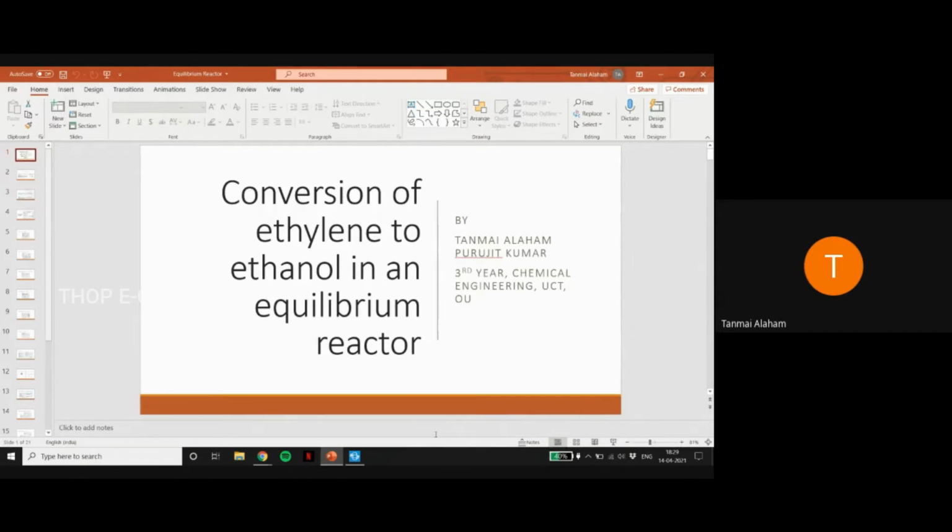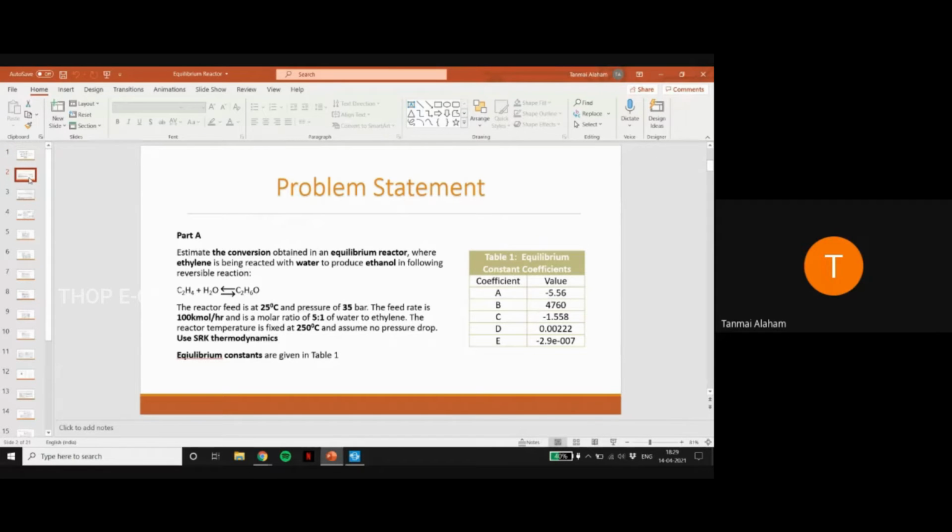We've done a project on the conversion of ethylene to ethanol in an equilibrium reactor. So here we've taken a problem statement, and that's what we've done our project on. I'll give you a minute to read the problem statement and let it sink in. What is asked is to estimate the conversion of ethylene. Ethylene is being reacted with water and is converted to ethanol. That's the basic reaction that's happening here, and we have to estimate the conversion.